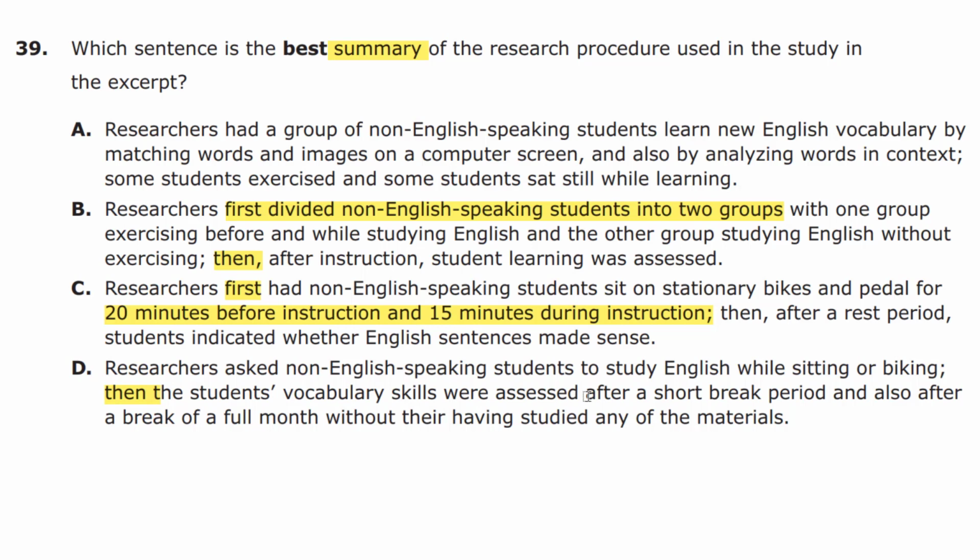Then their skills were assessed after a short break period. Well, again, it says vocab skills. It doesn't say anything about their deeper learning skills. This is not the correct summary, D. Okay? The correct answer for 39 is going to be B. It has the right order. It hits upon the key events or occurrences without providing too much detail, without leaving out any key parts. B is the correct answer for 39.